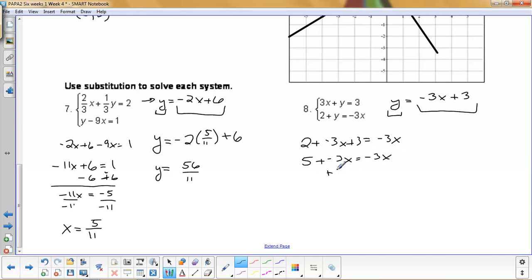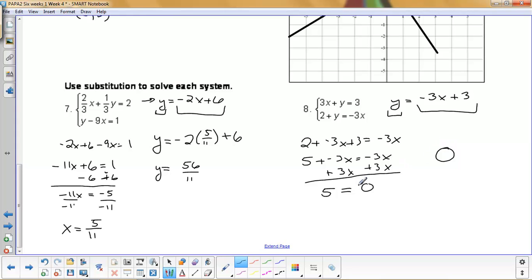Now you see a problem, and that is that the x value actually cancels. Now this is a very important algebraic rule. Is this a true or false statement? The answer is it is false. Therefore, there is no solution to this problem.